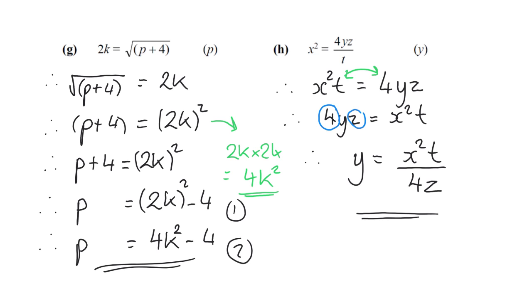Bear in mind that you might see it as tx squared over 4z, but the order in which we have those letters is not massively important. We do tend to do it alphabetically, so you could see the solution as tx squared over 4z. It doesn't have a massive impact.